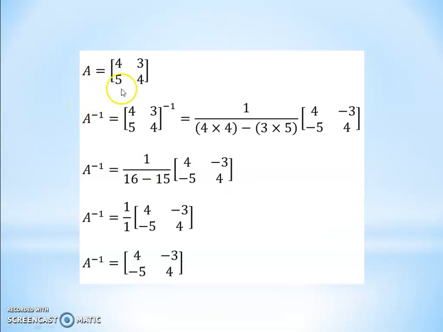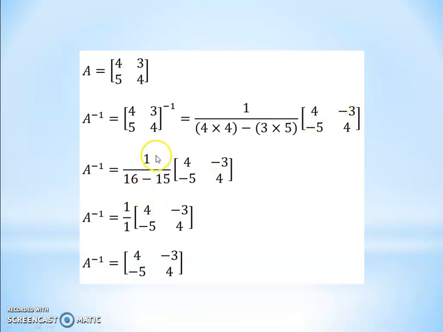Next example, A is equal to [4, 3; 5, 4]. We have to find the inverse of this example. So I highlight here [4, 3; 5, 4] raised to minus 1. We have AD minus BC, then D, A, minus B, minus C. So we put the values by comparing A, B, C, D. We know that 4 into 4 minus 3 into 5. The 4s interchange and remain the same, but only the sign is changed: minus 3 and minus 5. So we write 4, minus 3, minus 5, 4.